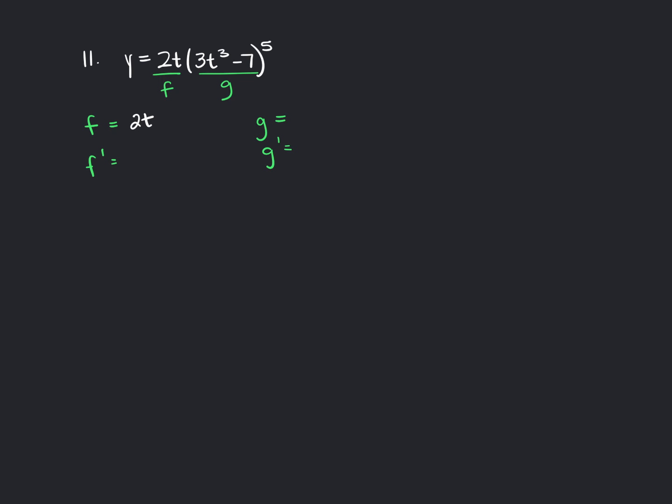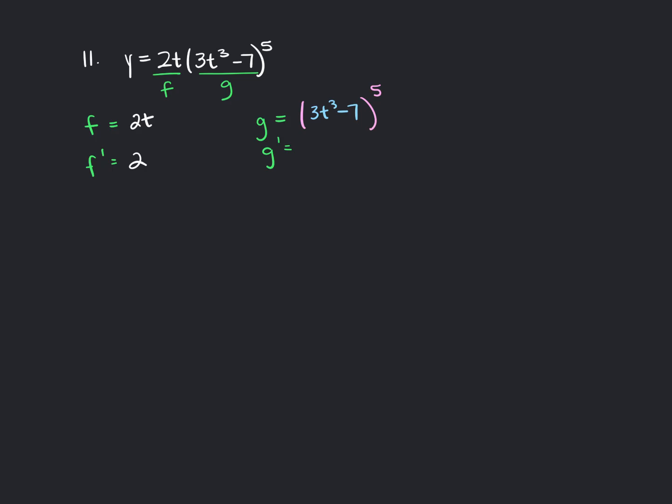Okay? Well, f is 2t. G is (3t cubed minus 7) to the power of 5, where something to the power of 5 is my outside, and then 3t cubed minus 7 is my inside. So f prime, so if f is 2t, f prime is just 2. G prime, I'm going to go outside in.